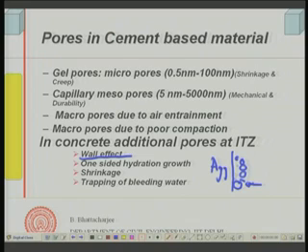Second issue is shrinkage. Paste shrinks, aggregate does not. Therefore, shrinkage may result in fissures or cracks here, because paste shrinks, aggregate does not. So, some tensile stresses will be developed here, because aggregate will have a restraining effect on shrinkage. So, you can have crack formation here.